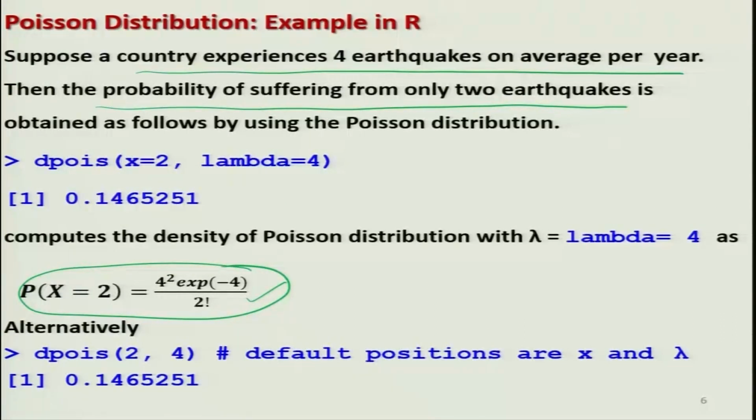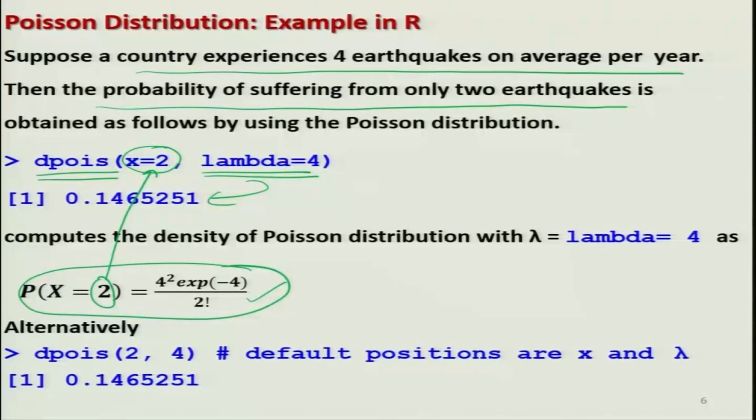So now we want to compute the density. I have to use the command dpois, and I want to compute the probability at x equal to 2. So x is equal to 2 comes here, and then whatever the value of lambda is, I have to write it here, say lambda is equal to 4. Then you will get this value, and you can compare that you are getting the same value that you got earlier.